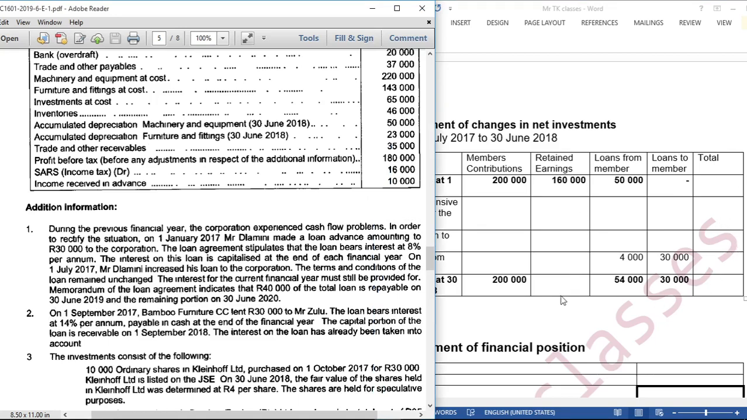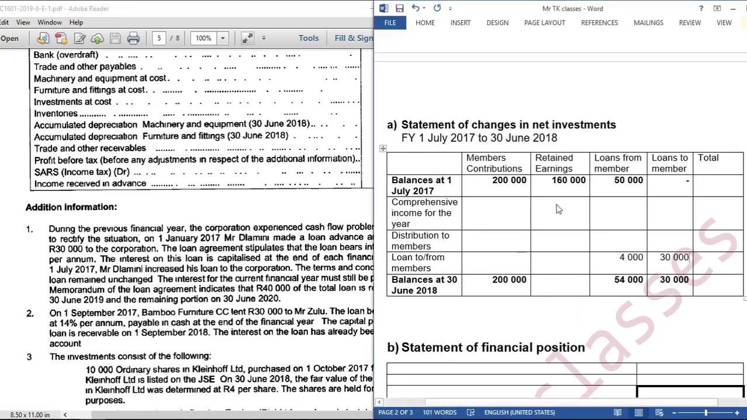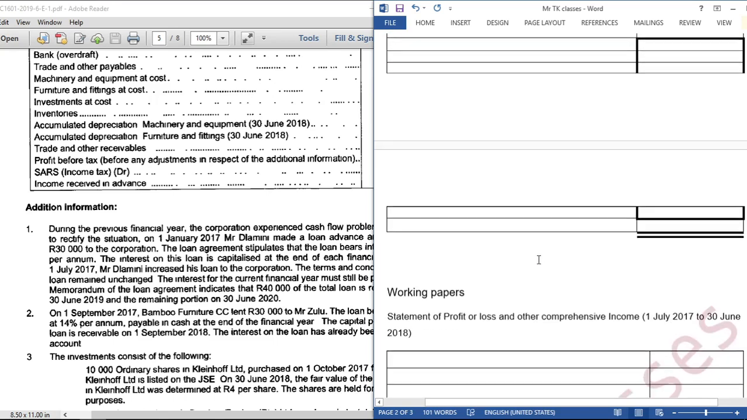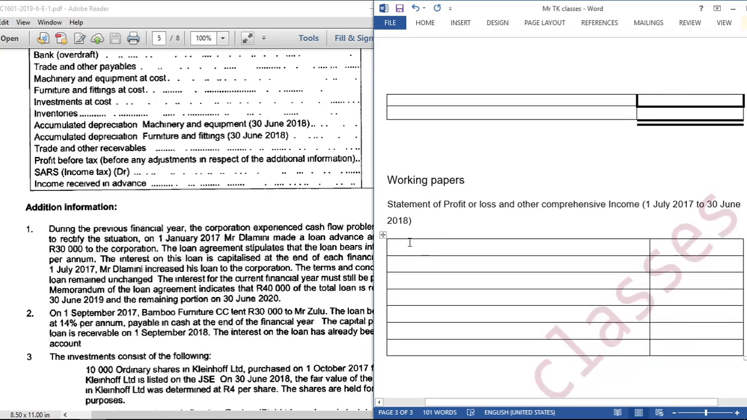All right. Okay. Now let us go back to this column that we said we are going to make our last one. We need our comprehensive income for the year. So let us go to our working papers and say profit before tax.